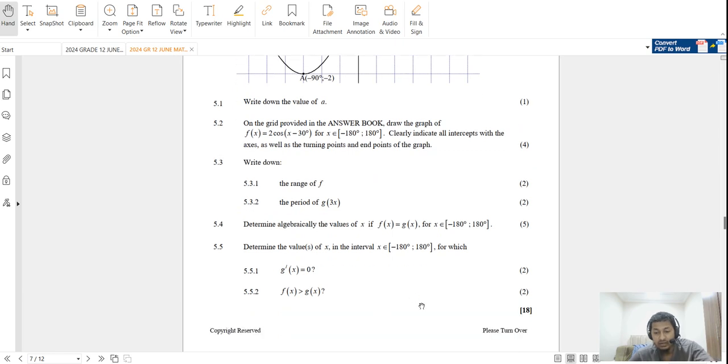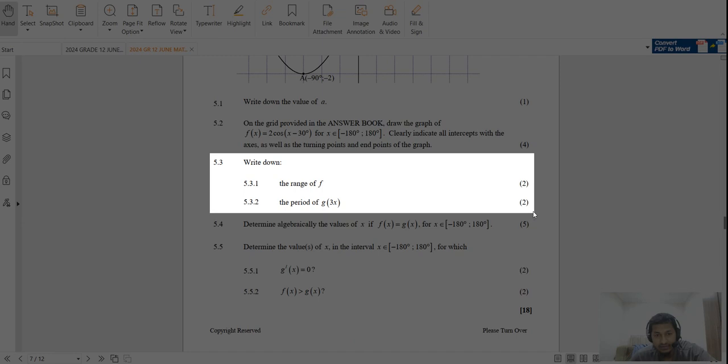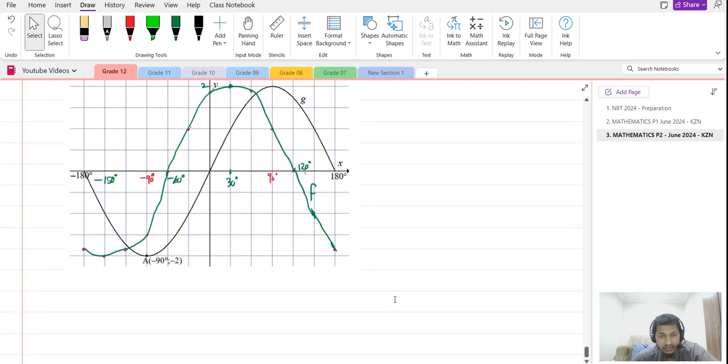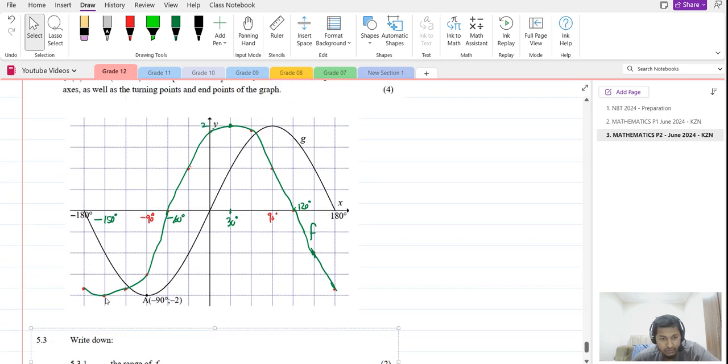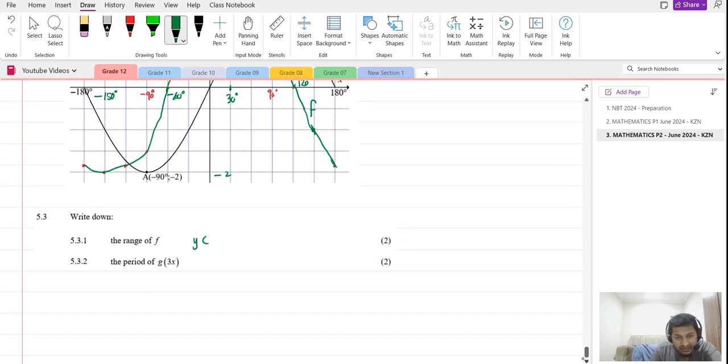Write down the range of f. The range of f you can clearly see is between -2 and 2. Don't forget to label these points -2 and 2. So y is an element from -2 to 2, or you can write it in interval notation, -2 ≤ y ≤ 2.